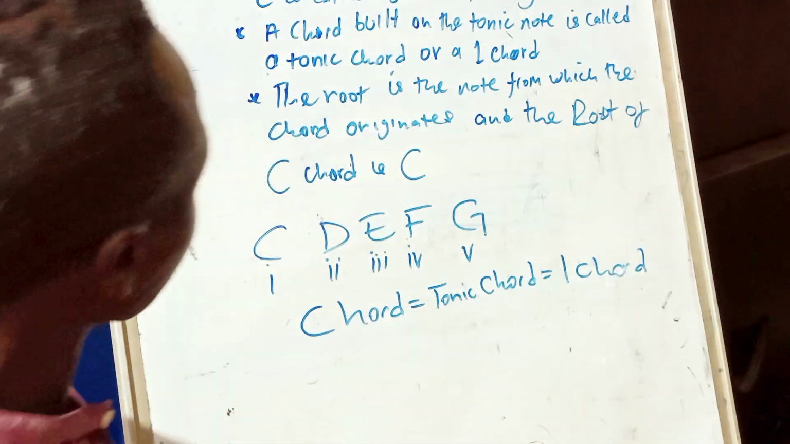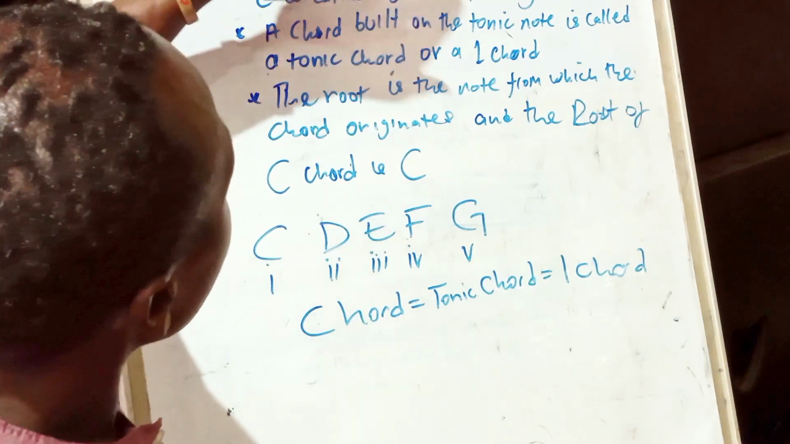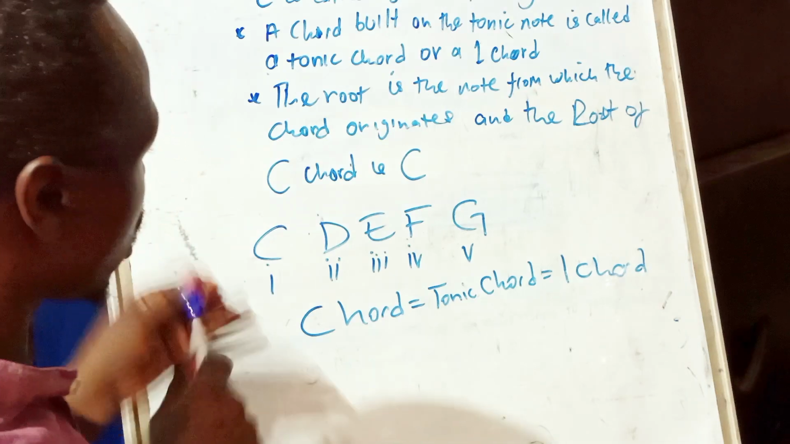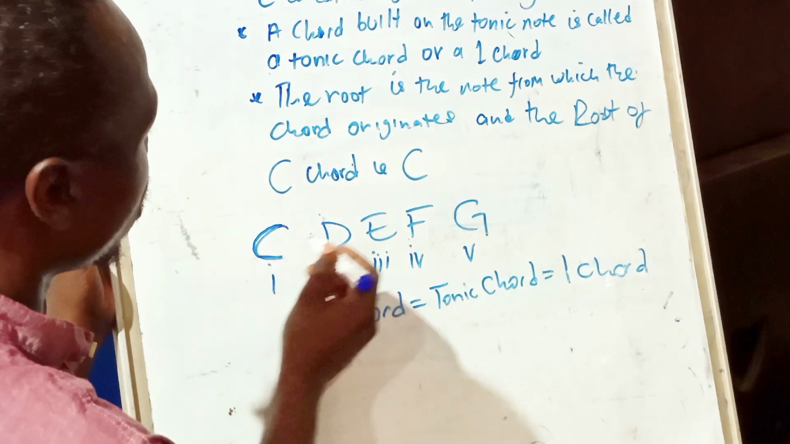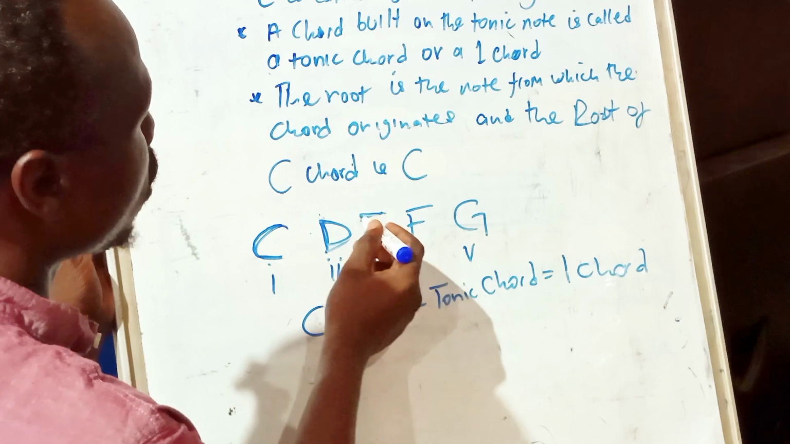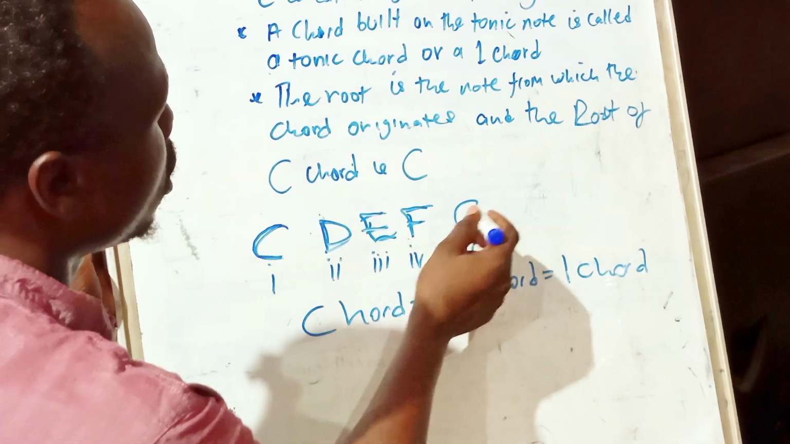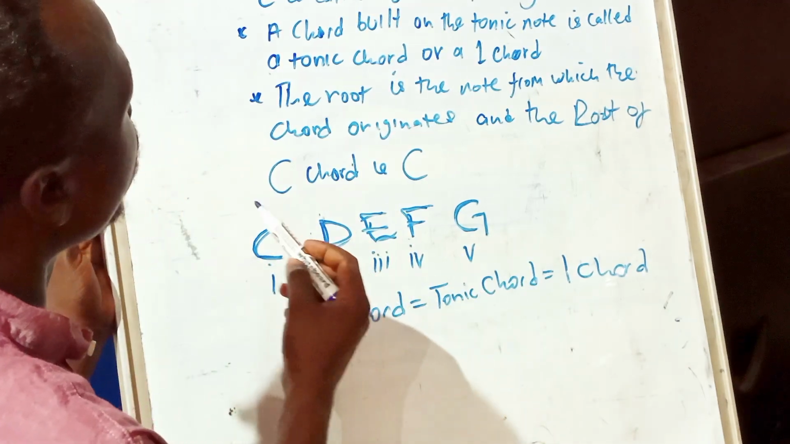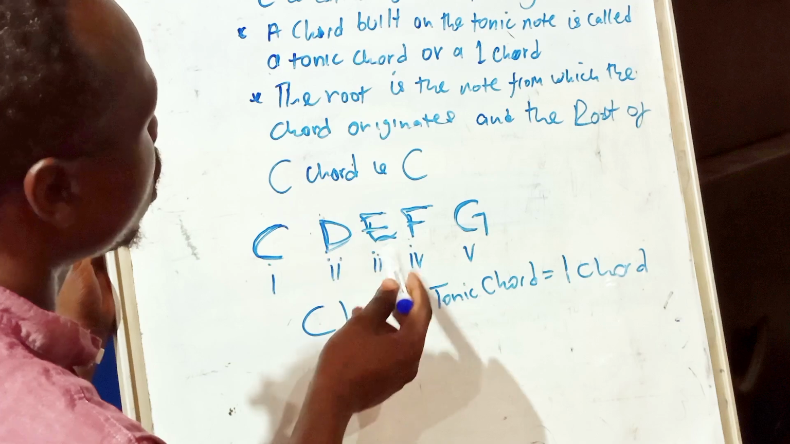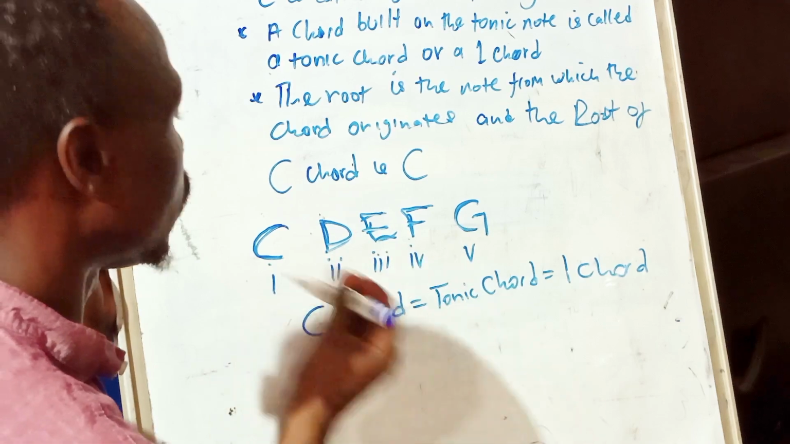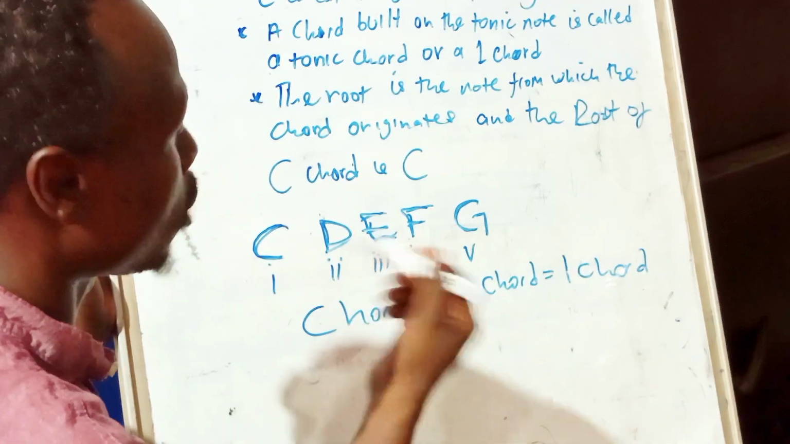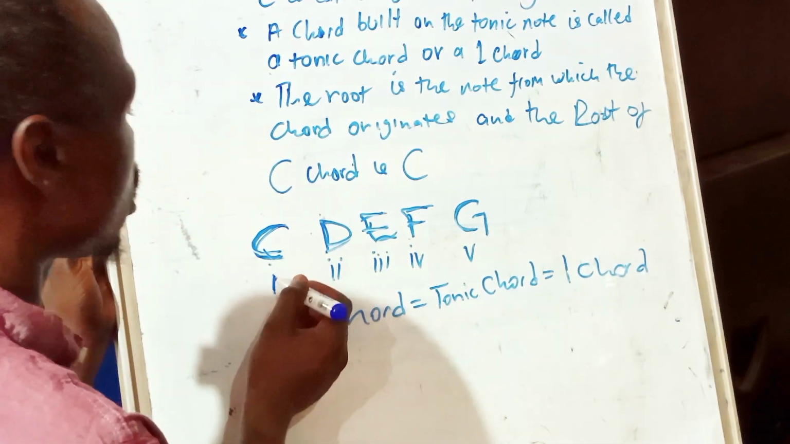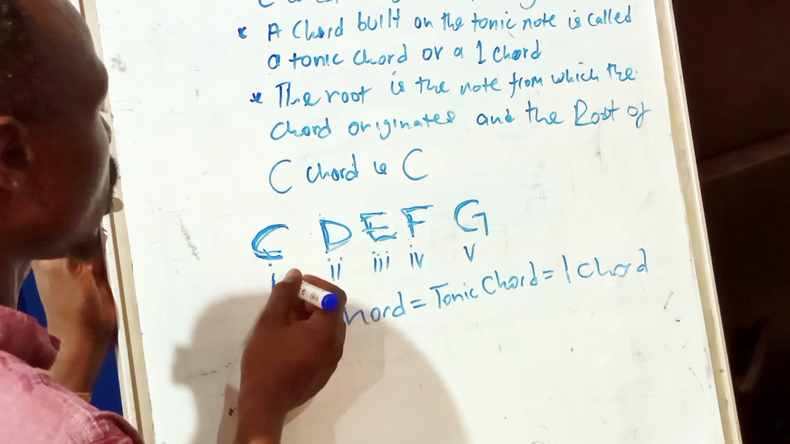So I've said Roman numerals are used to name notes or degrees within each key. As you can see here, I have C, then D, E, F, G. These are degrees of the C scale, where the C chord picks its notes to form the C chord itself. So the C note is on degree 1, and this is a Roman numeral. We use these Roman numerals.